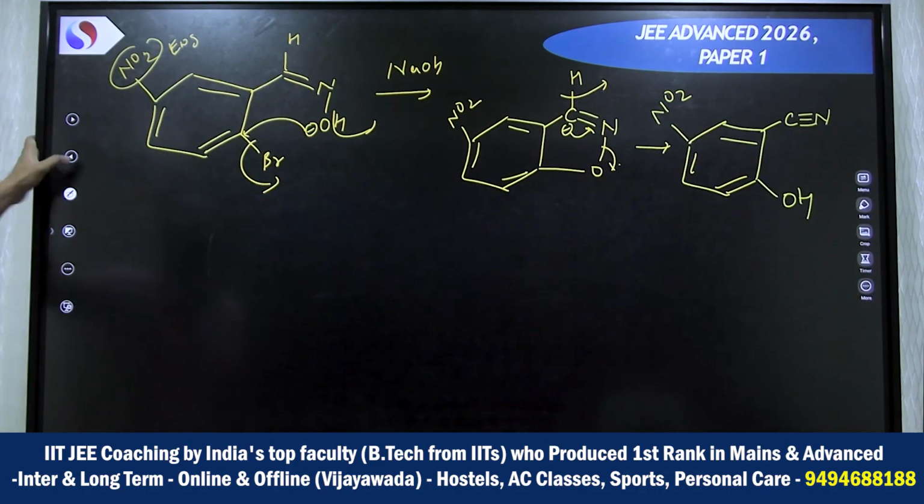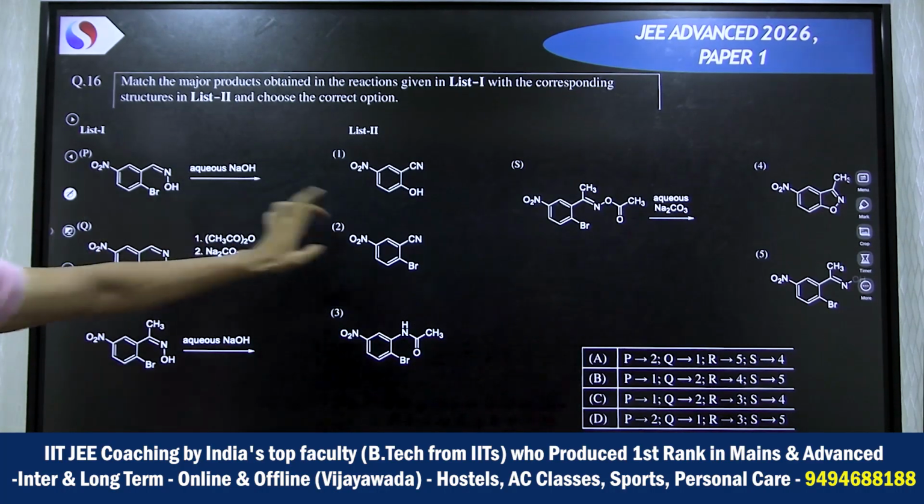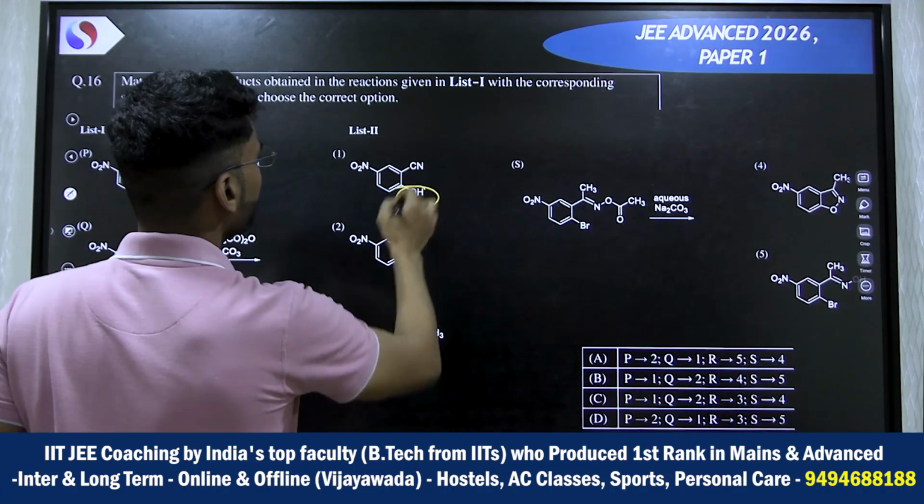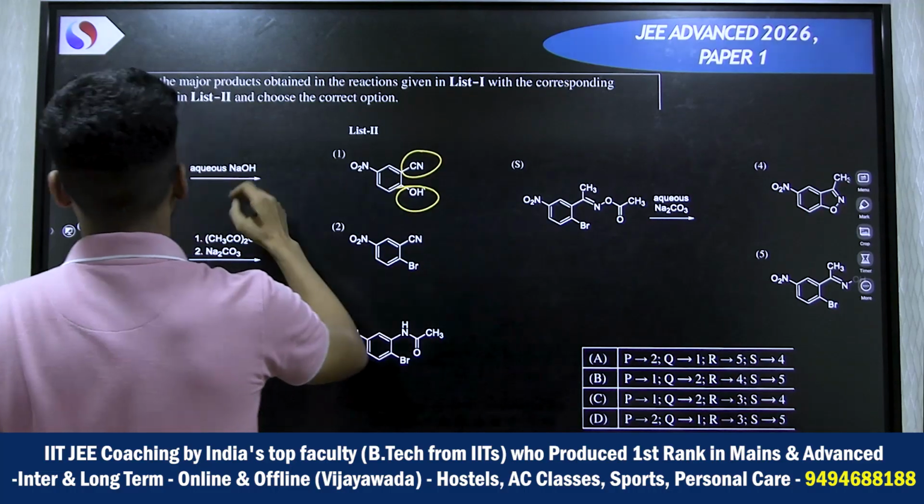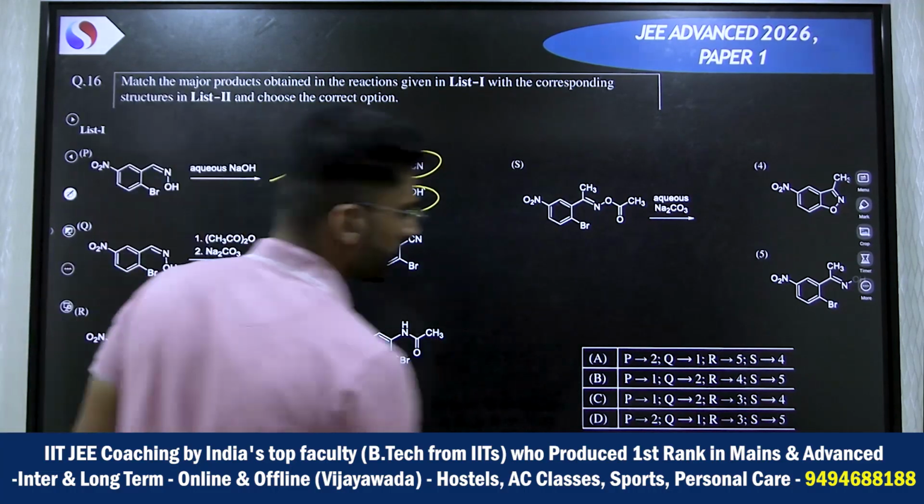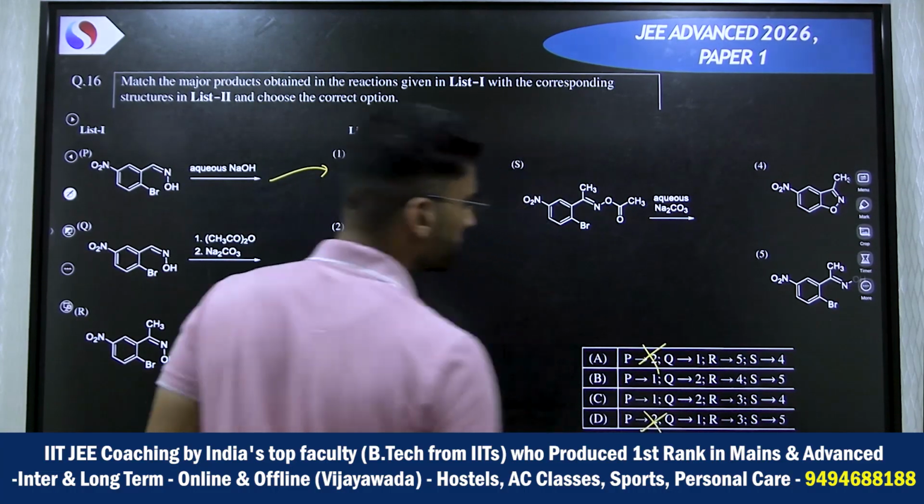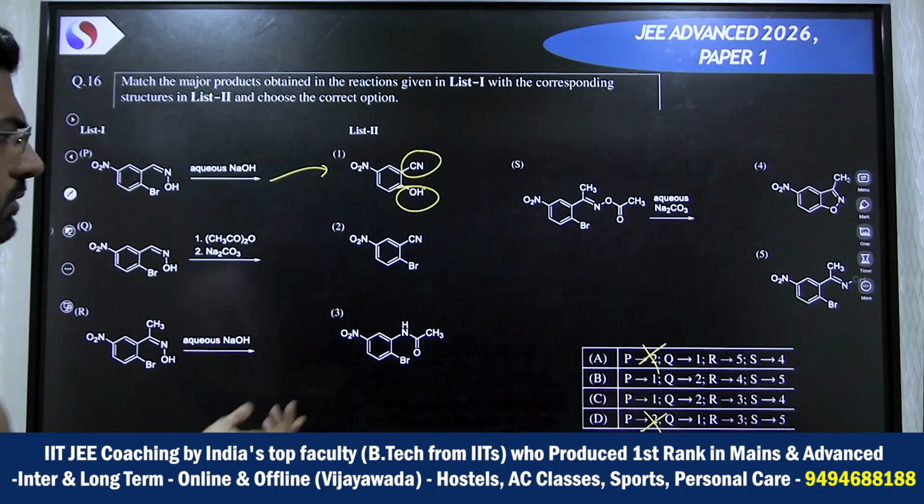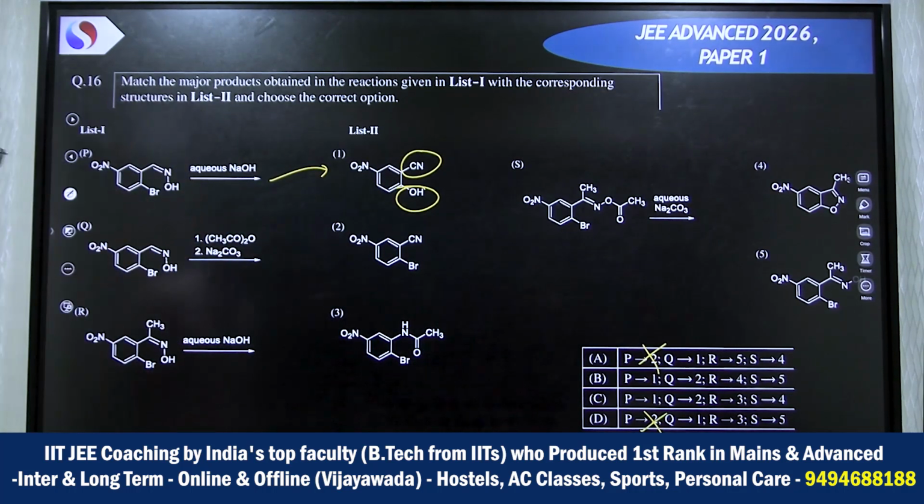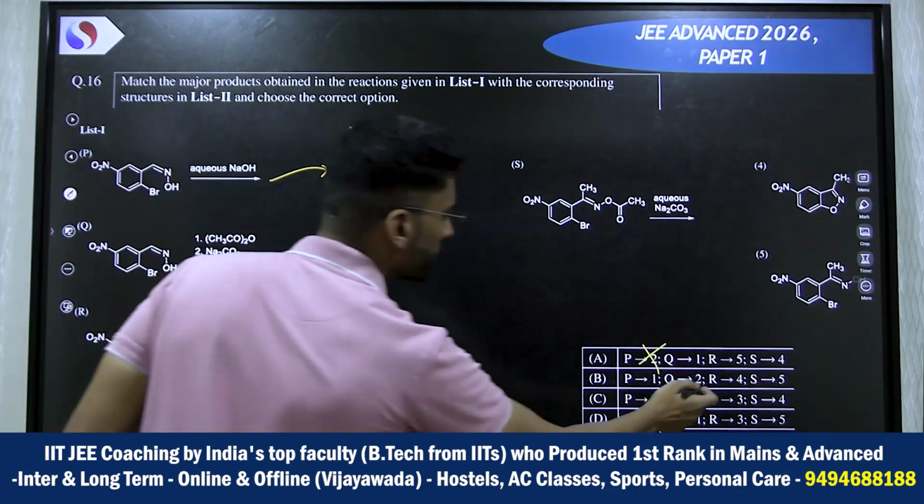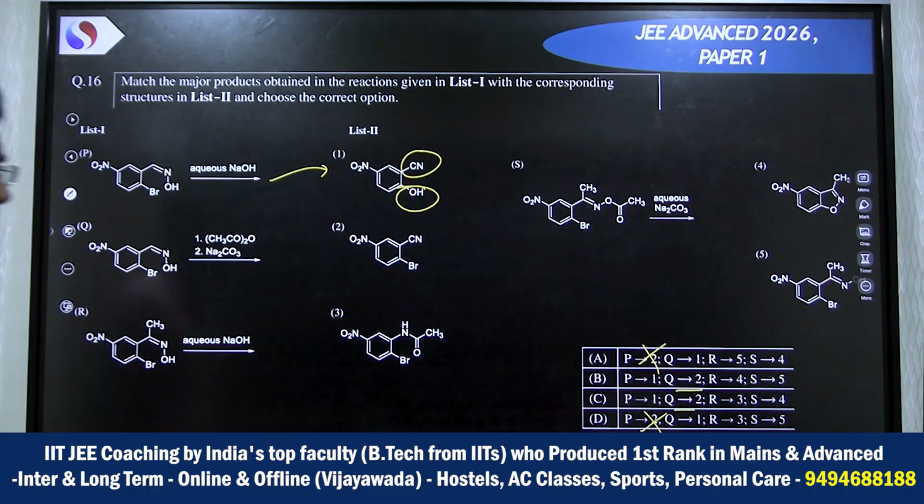Let's see which product it is. At para position OH group, meta position cyanide. So P is equal to 1. So Q we need not check. We can check R, because in both cases Q is 2 only. So let's check for R.